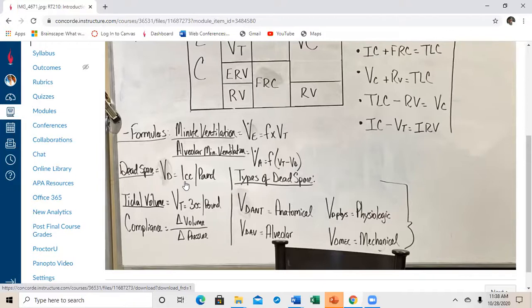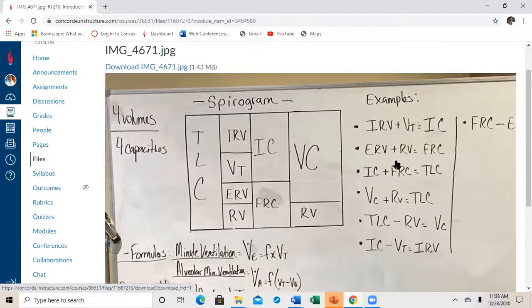Dead space, 1 cc per pound. If they give me the weight in kilograms, I must convert it to pounds before I start talking about dead space. Tidal volume, if I'm going to estimate the tidal volume, it would be 3 cc's per pound, okay? Compliance is change. This little triangle means change. Change in volume over change in pressure. 4 types of dead space: anatomical, alveolar, physiologic, and mechanical. That's what Ms. Rose told us, right? And these are some examples up here of some addition for the spirogram.